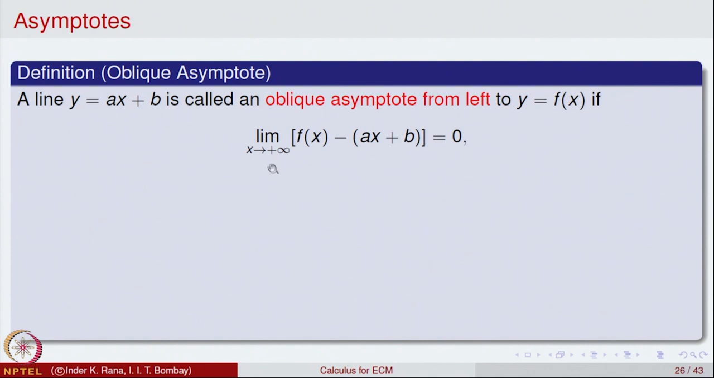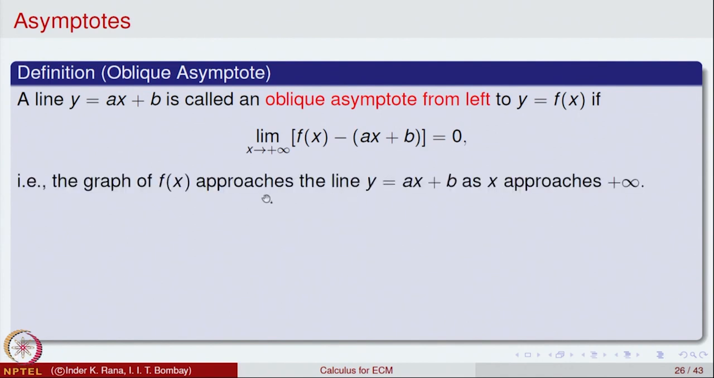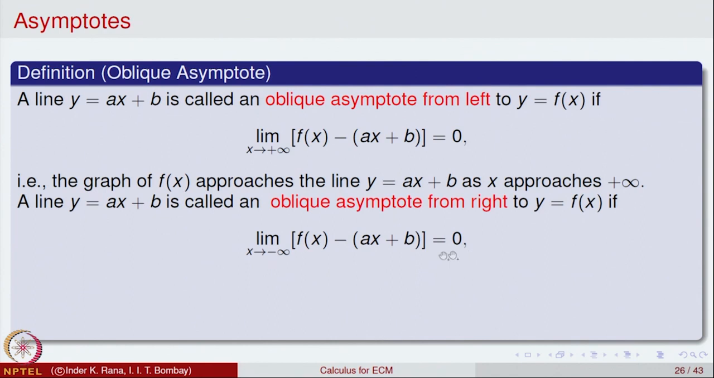So, let us look at what is called an oblique asymptote. y equal to ax plus b is called an oblique asymptote if the difference between f x and that line goes to 0 as x goes to plus infinity. That is the same as saying that the graph of f x approaches the line y equal to ax plus b as x approaches plus infinity. Similarly, you can have it as x goes to minus infinity. That is only a way of saying which direction you are approaching, but the function is approaching the line ax plus b.